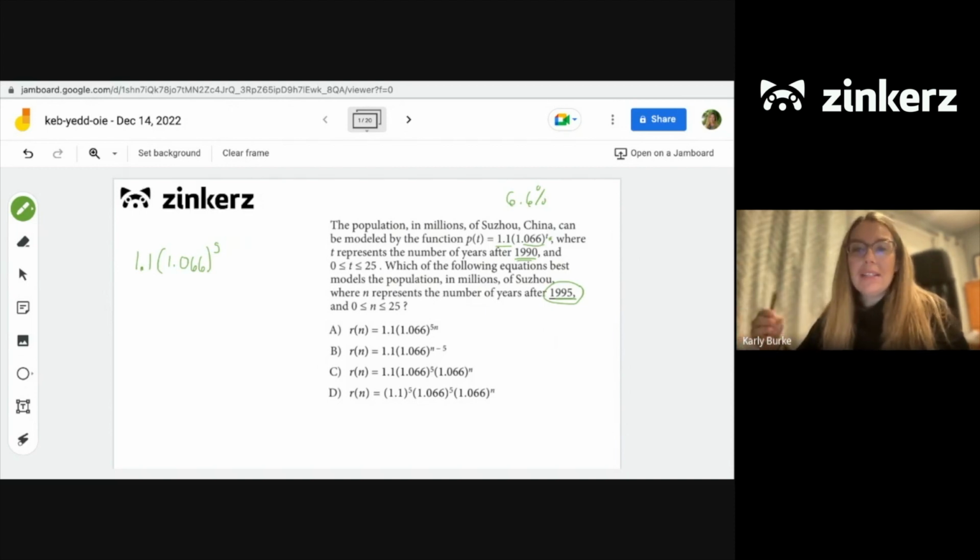Now we're looking at t, which is the number of years after 1990, but they want to know the number of years after 1995. And n is the number of years after 1995. So we are just going to multiply this by 1.066 raised to the n. We don't need to worry about subtracting 5 or anything because it's just the number of years after 1995. So here the answer is C.